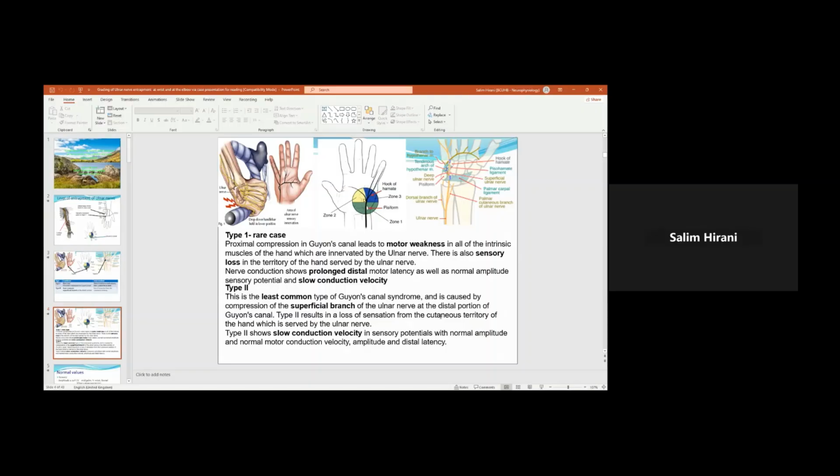And in that motor case, which is type 1, give me a second. There's a noise outside. Give me a second.